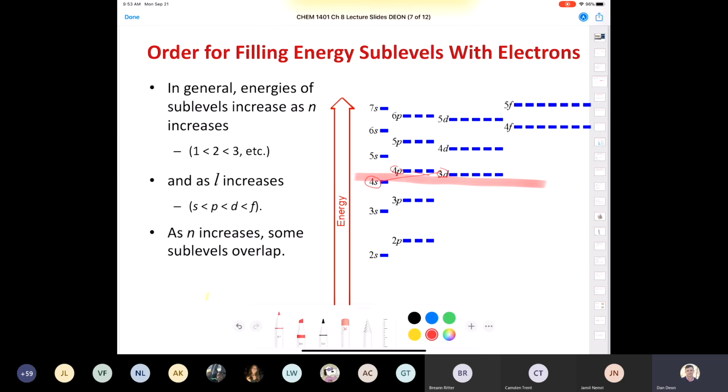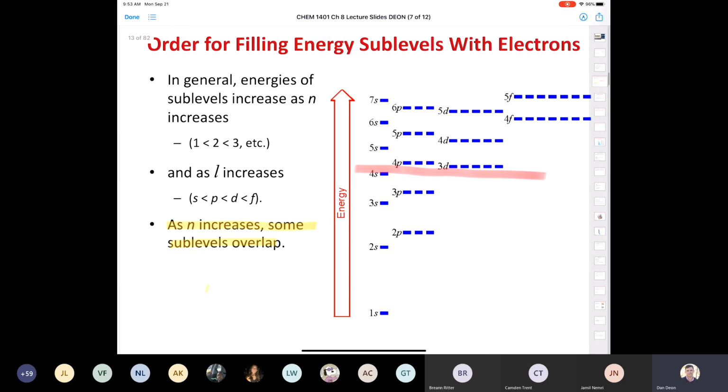The quick and dirty answer is this: as the N increases, some sublevels just kind of overlap because they're so close in energy. And that's good enough for general chemistry 1. You don't need to know anything beyond that. All right, so there we go.